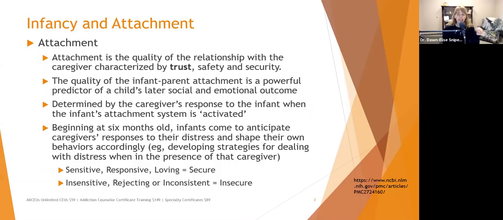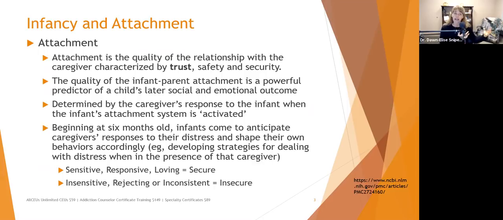The quality of the infant-parent attachment or infant-caregiver attachment is a powerful predictor of a child's later social and emotional outcome. Again, this is true if there are no interventions. If there is a problem with the child-caregiver attachment, for example, my first child was a micropreemie. He was in the hospital for almost 2 months after he was born. So I wasn't able to take him home. For the first couple of weeks, I wasn't even able to get him out of the incubator.